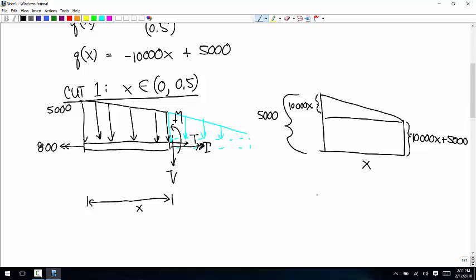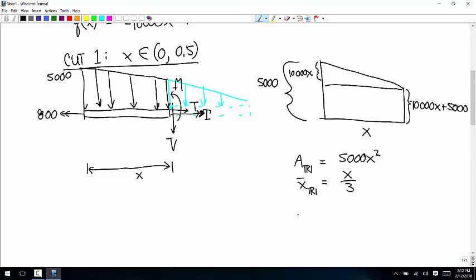Okay, so the area of the triangle is 10,000x times x divided by 2, so 5,000x squared. And what's the x value of the centroid of the triangle? Yep, good, 1/3 b, and b is x in this case. So x over 3.